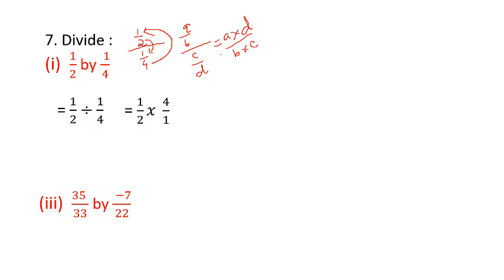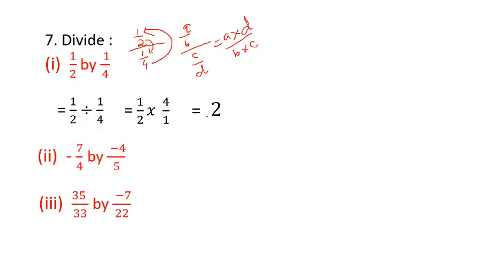Therefore, or else directly you can put in a multiplication sign here, and when you put the multiplication sign, the 4 will come up and 1 will get to the bottom. So 2 into 4, done.